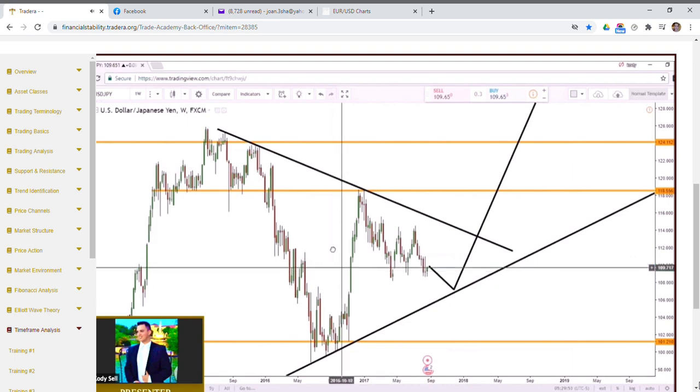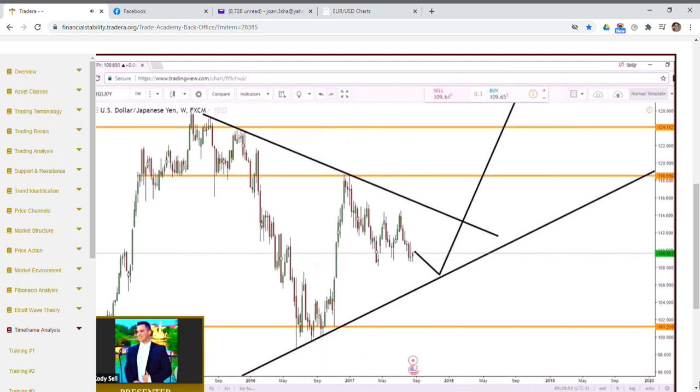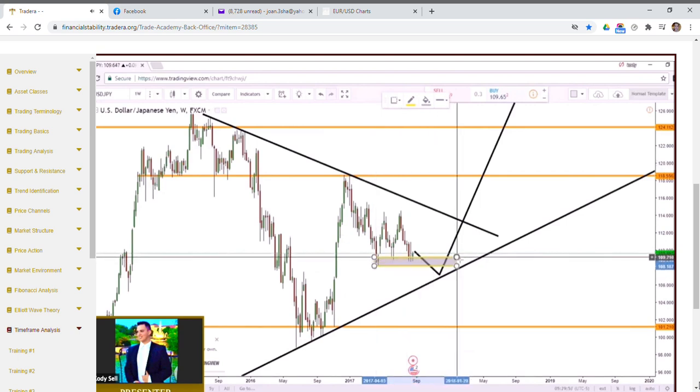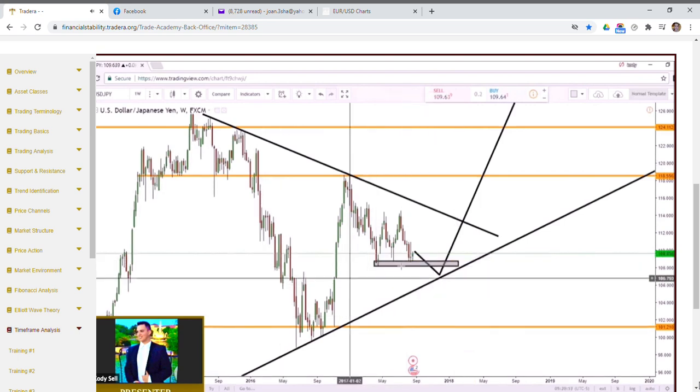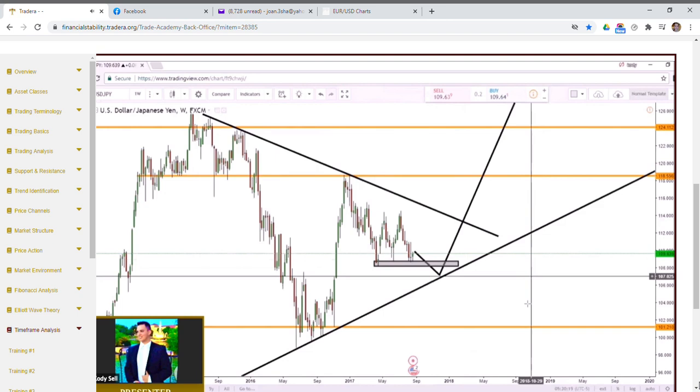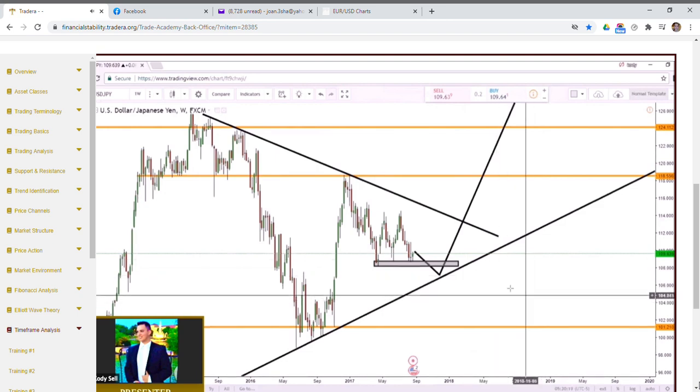So I'm looking at the weekly chart, and I'm very interested in this zone right here. So why am I interested in this zone? Well, it's pretty simple. The weekly time frame is a significant time frame, right?